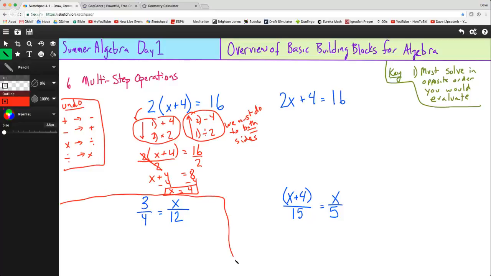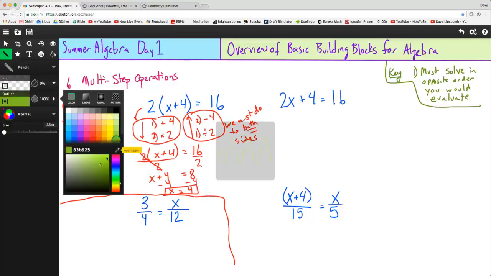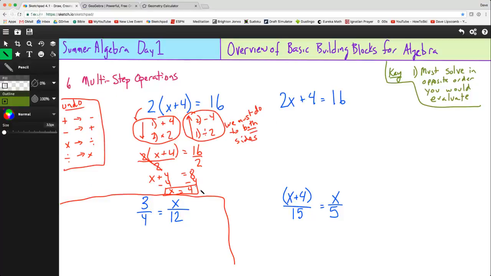Let me just separate this out. Now what I want to do is check my answer. And so I'll check it in green here. We're going to take our 4 and plug it back into the original equation. And so if x is 4, we want to make sure this works. 2 times 4 plus 4, that's our x is 4. Does that equal 16? Well, 4 plus 4 is 8. 2 times 8 equals 16. Yes. So our answer is correct.